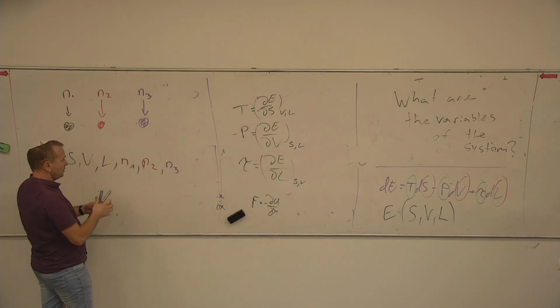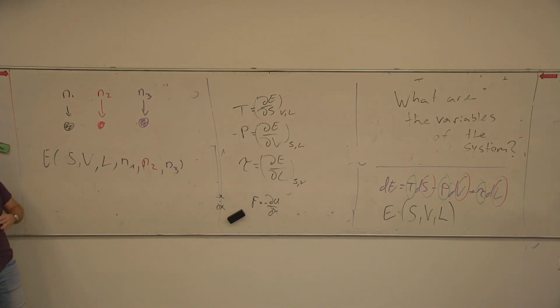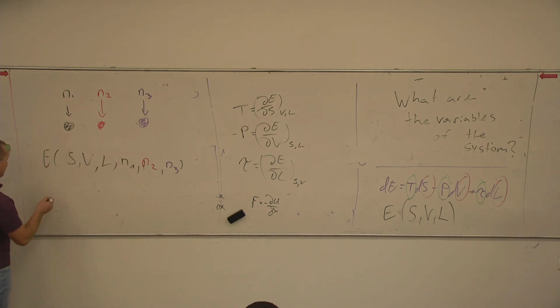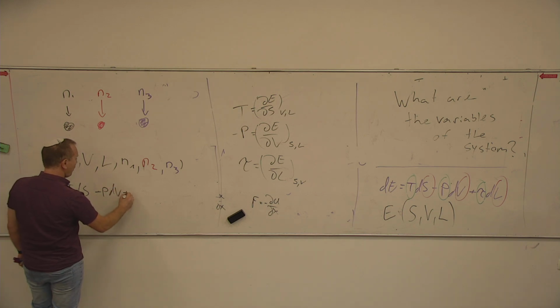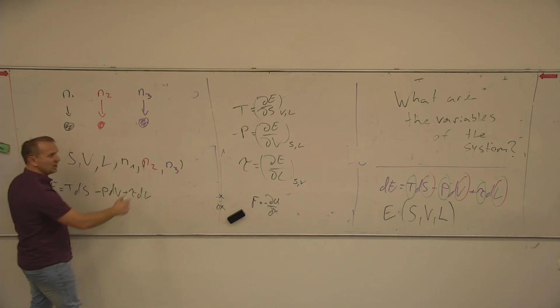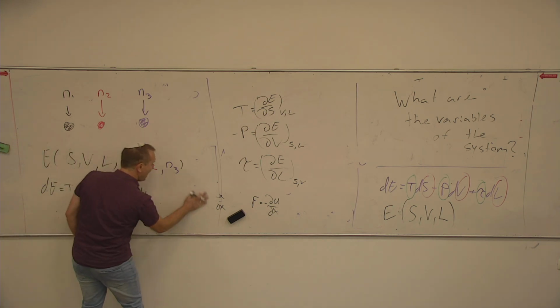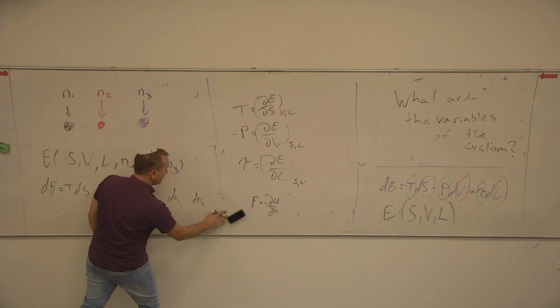Okay. The presence of different particles, different molecules, affects the energy. So they have to be present somehow. This means that dE, what is it? We know it is T dS, we know it's minus P dV, we know it's tau dL. And since those are generalized coordinates, the energy depends on N1, N2, N3. So we'll have here dN1, dN2, and dN3.